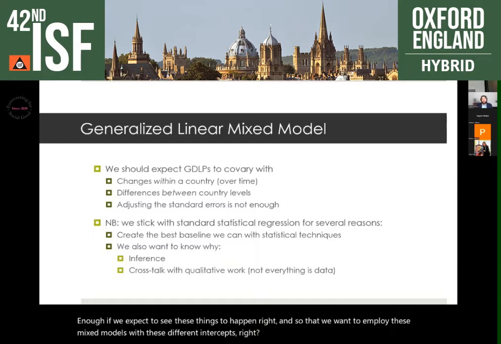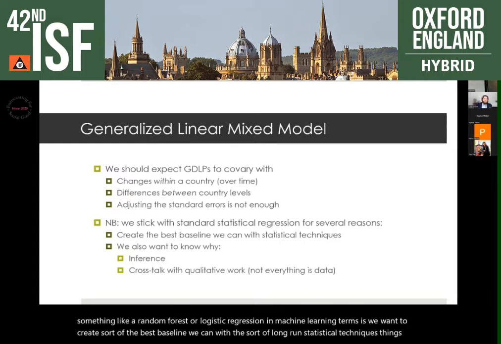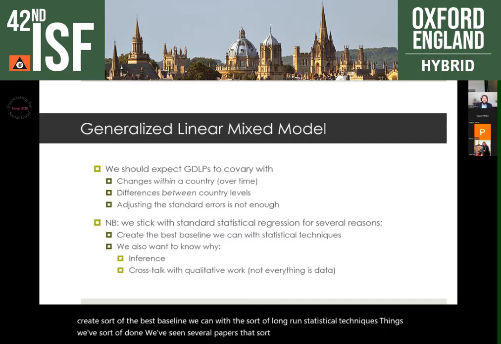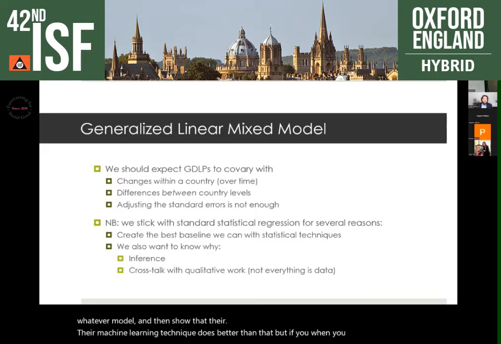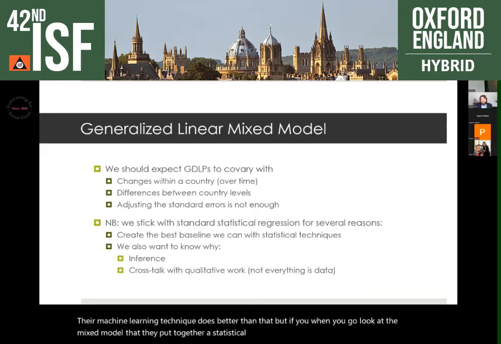One of the reasons we're sticking with a standard statistical regression instead of doing something like a random forest or logistic regression in machine learning terms is we want to create the best baseline we can with the long-run statistical techniques, things we've done. We've seen several papers that put together a fixed effects model or whatever model and then show that their machine learning technique does better than that. But when you go look at the mixed model that they put together, the statistical model, it's not a particularly good model. So you would not expect it to do well. It sets that bar really low.